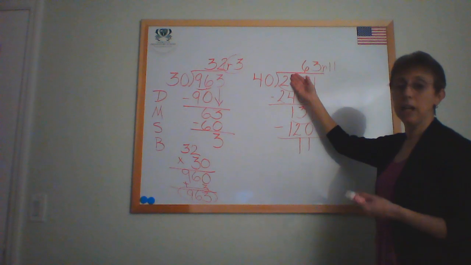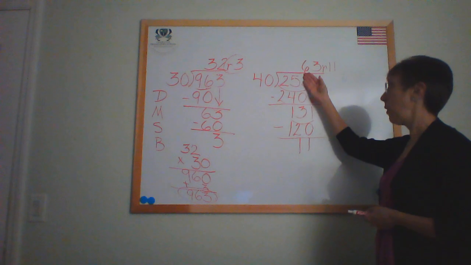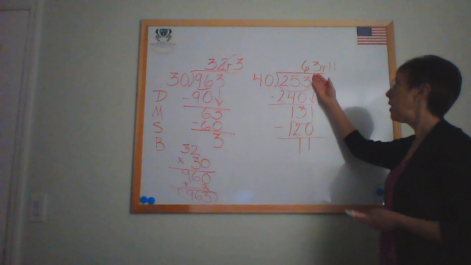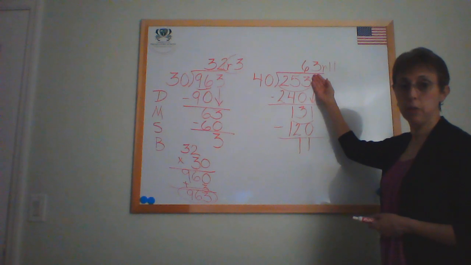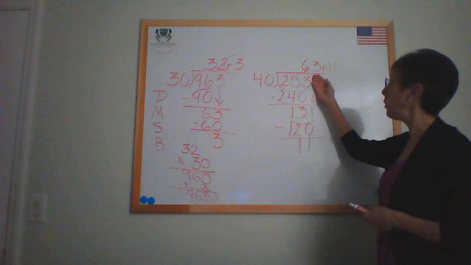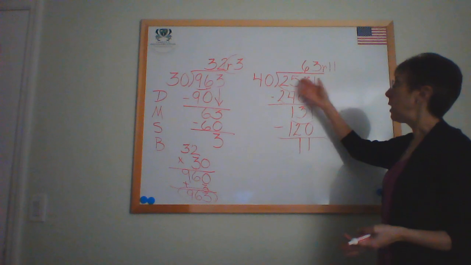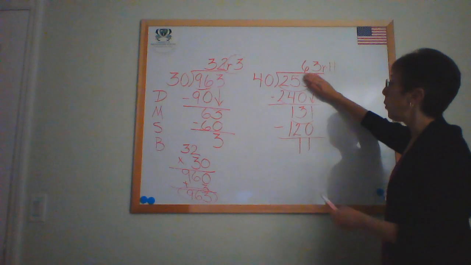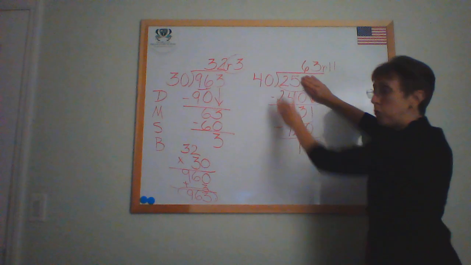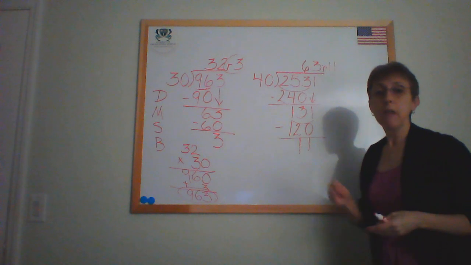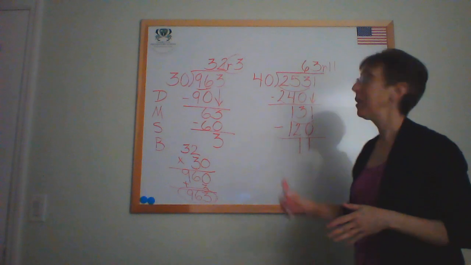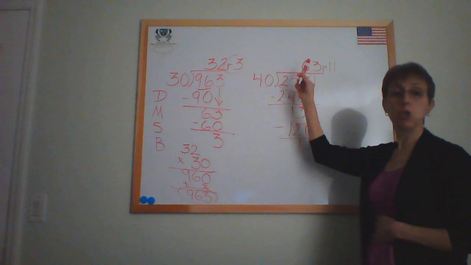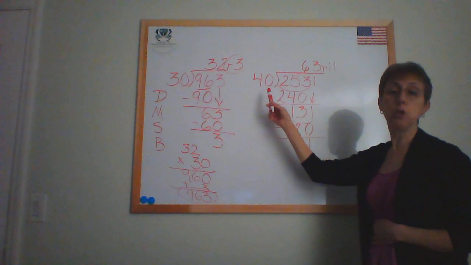I can't say 2 divided by 40. So I move over. Can I say 25 divided by 40? No, I move over. Can I say 253 divided by 40? Yes, absolutely. But then you need to have some idea of what you should multiply by. And that's where we break it down and look for that basic fact. That basic fact is just simply helping us know what we should multiply the divisor by.